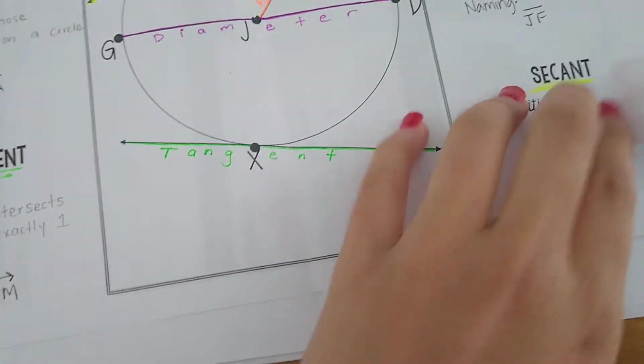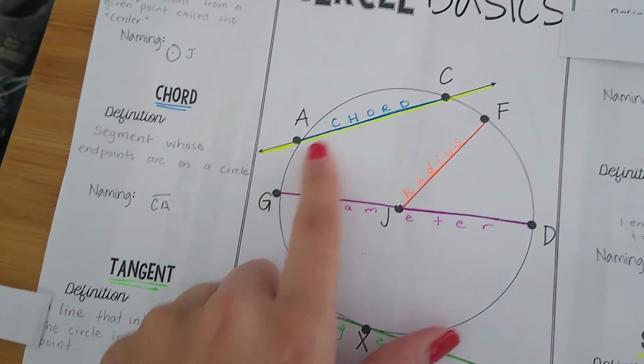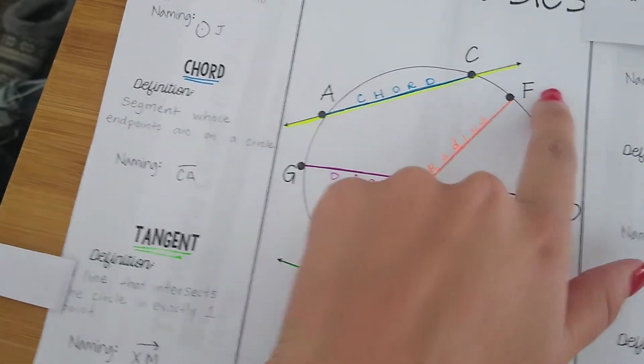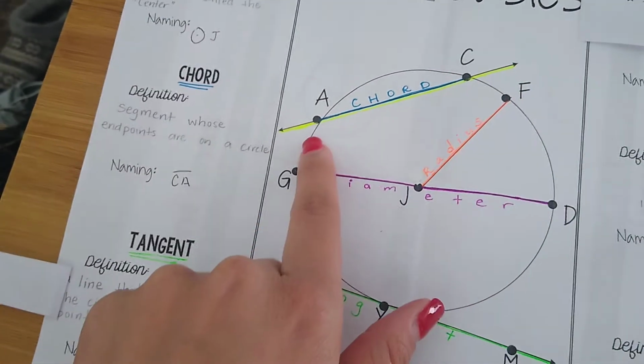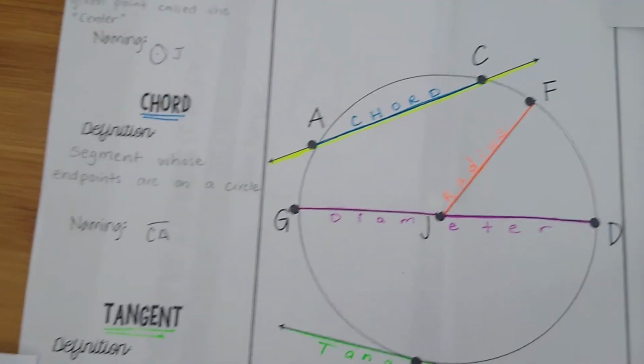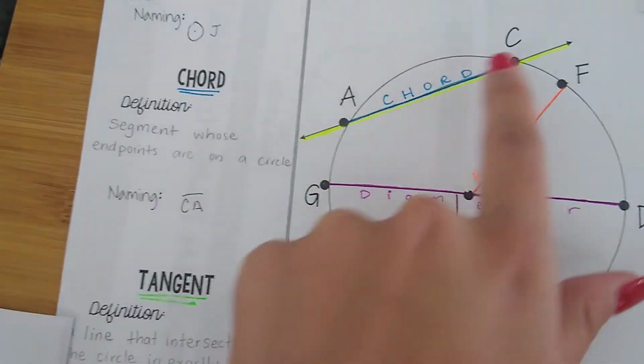All right. So finally we move on to the secant. And the secant is a line. Let's follow it. It's a yellow part. So it's a yellow line here. Do note that it's a line because it has arrows pointing to both ends. So it's a line that intersects the circle in 2 points. A line that intersects the circle at exactly 2 points.